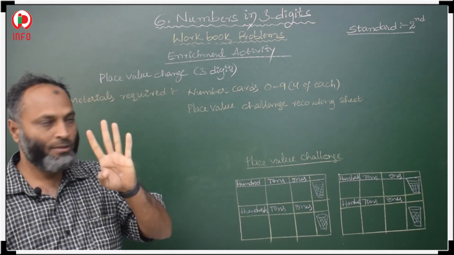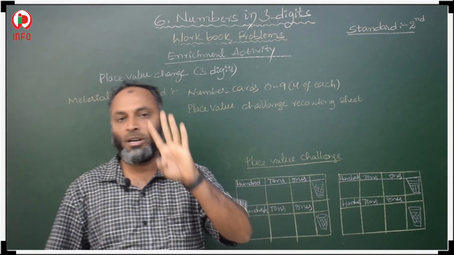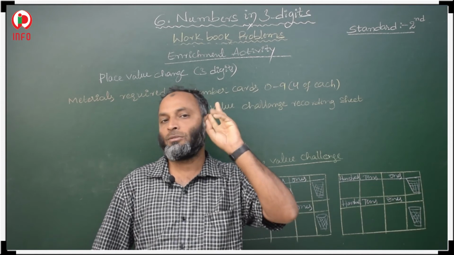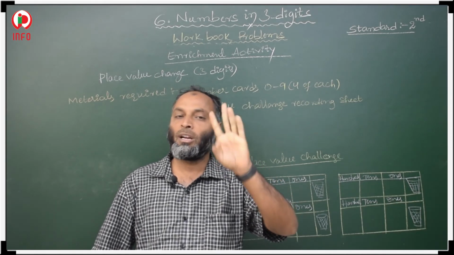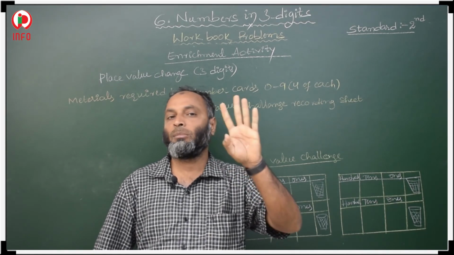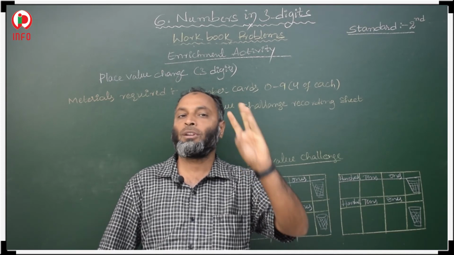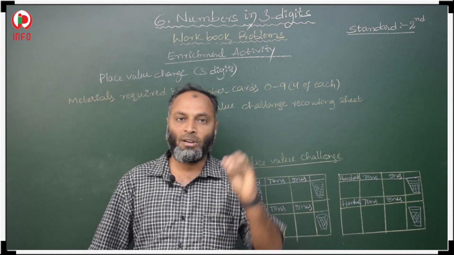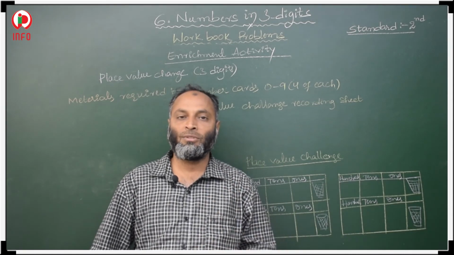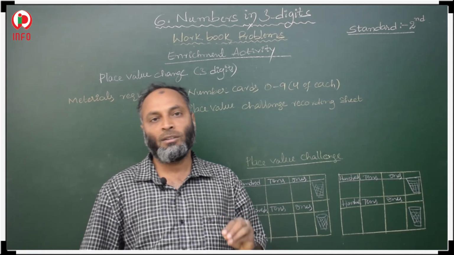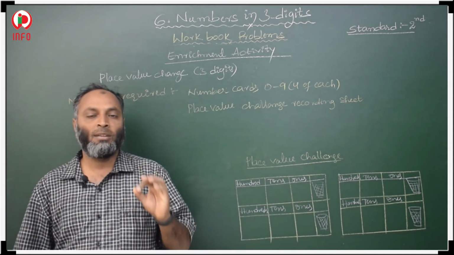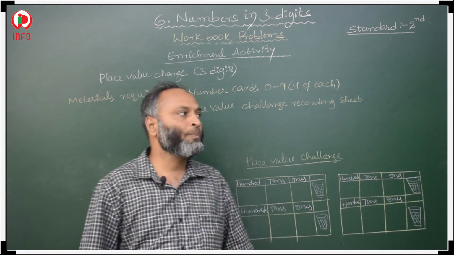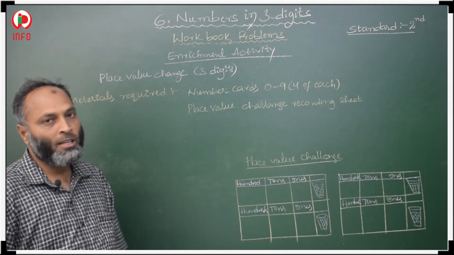So 4 sets, 4 of each, means you have to prepare 0 number cards 4, 1 number cards 4, 2 number cards 4, 3 number cards 4, 4 number cards 4, 5 number cards 4, 6 number cards 4, 7 number cards 4, 8 number cards 4 and 9 number cards 4. So 4 sets means we have to prepare 4 cards for each number. Okay. Then after that, what do we have to do?